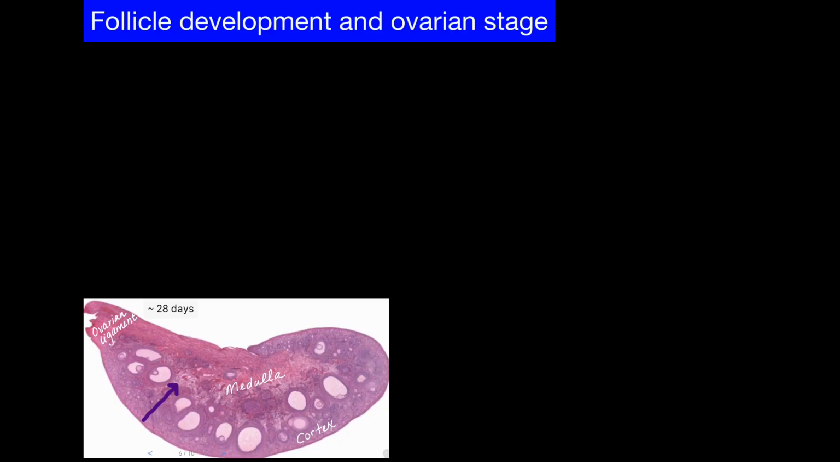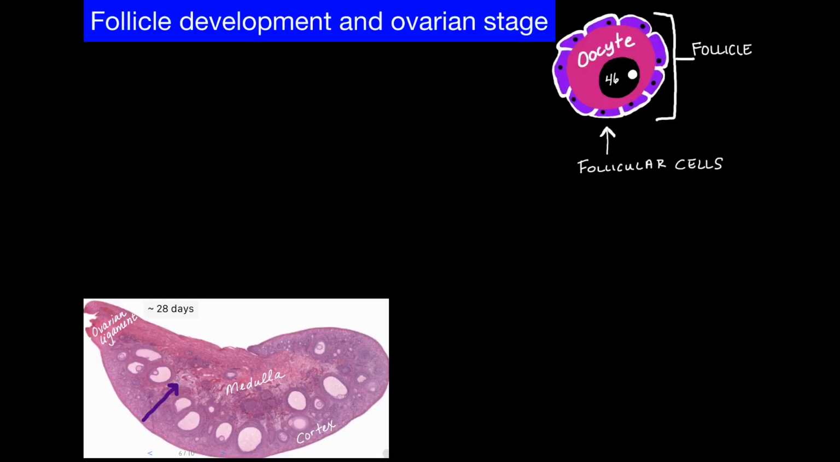Let's take a look at follicular development on a microscopic level. So what we would see looking through the microscope. Just a reminder here that this process of development during oogenesis is going to occur from the outer edge, the cortex, towards the medulla of the ovary, and over a course of 28 days in response to changes in hormone levels.